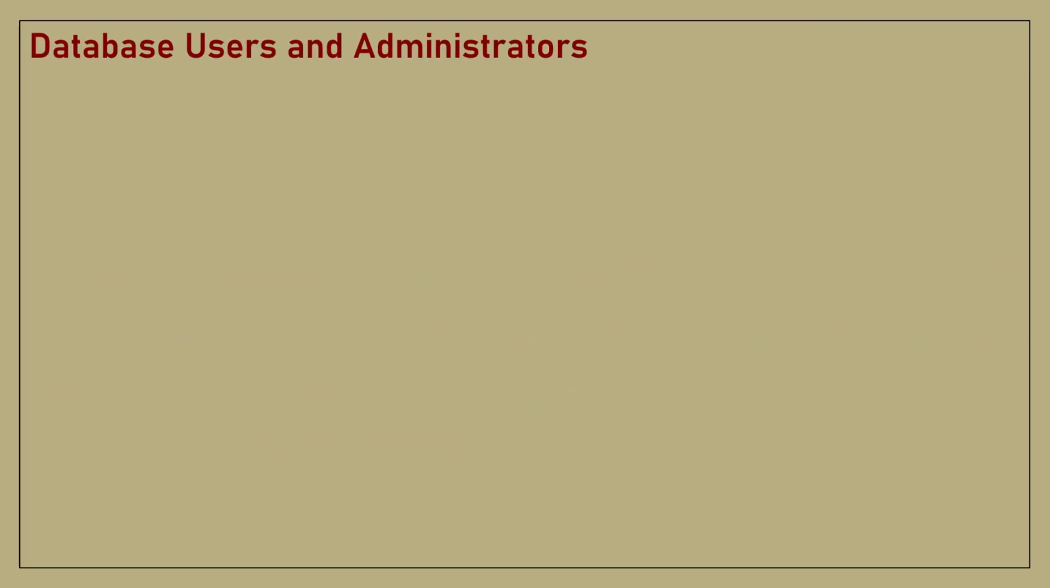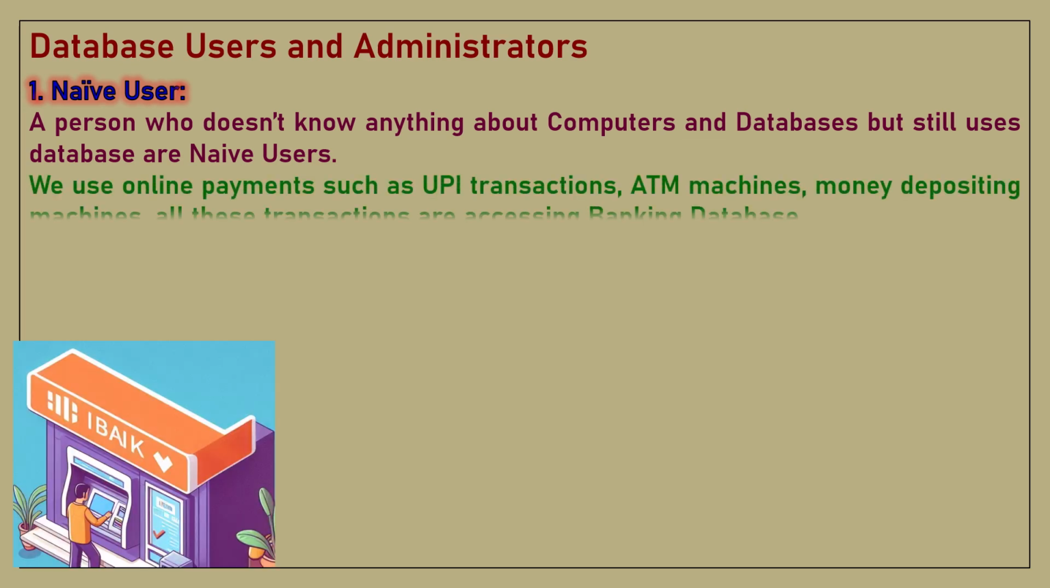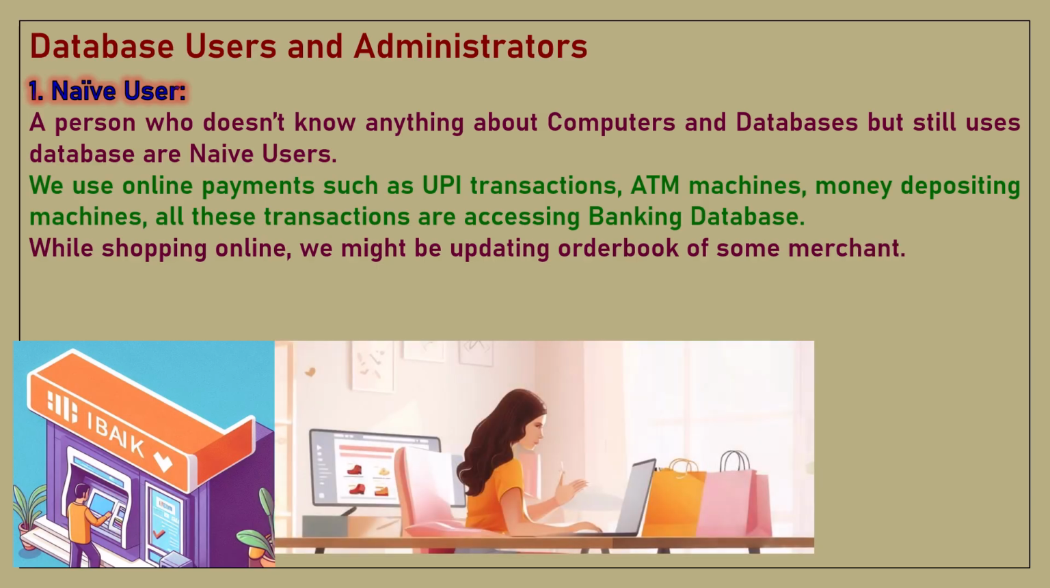Database users and administrators. People who work with a database can be categorized as database users or database administrators. Naive user. A person who doesn't know anything about computers and databases, but still uses a database, is a naive user. Many of us access banking databases without knowing about it. Whenever we use online payments such as UPI transactions, ATM machines, or money depositing machines, we are accessing a banking database. While shopping online, we might be updating the order book of some merchant.